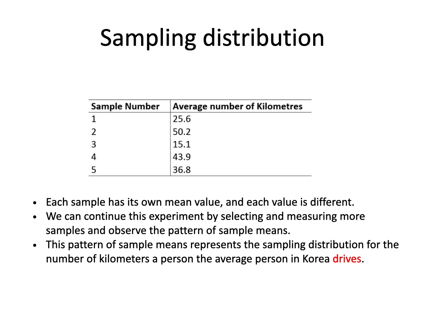Here in the table, we can see the sample index, with a total of 5 samples, and the average number of kilometers. What we can see is that each sample has its own mean value, and each mean value is different. We can continue this experiment by selecting and measuring more samples and observe the pattern of the sample means.